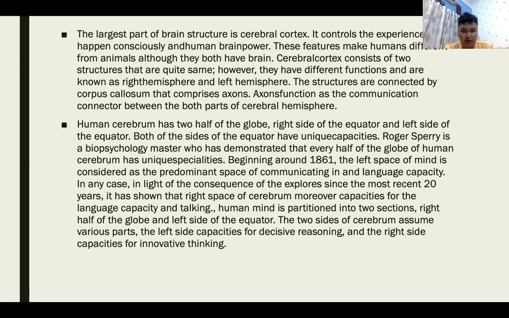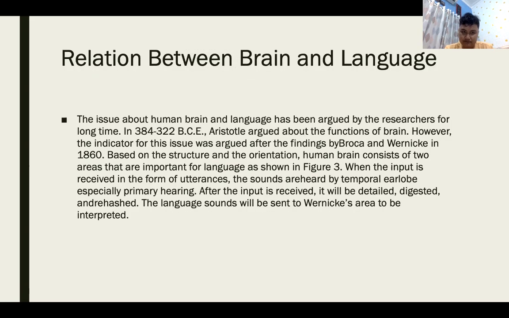The human brain is divided into two sections, the right half of the globe and the left side of the equator. The two sides of the cerebrum assume different parts: the left side functions for critical reasoning and the right side functions for innovative thinking. Relation between brain and language.